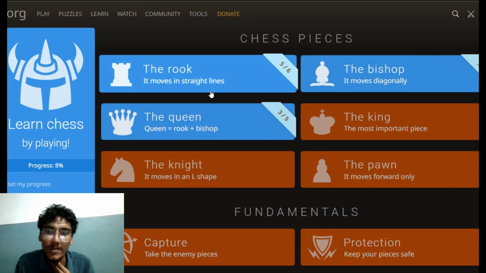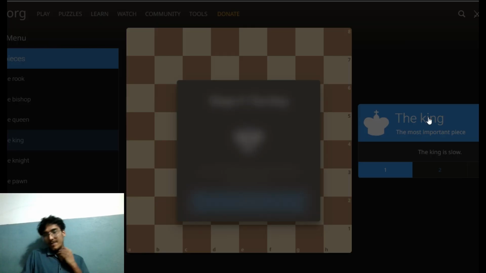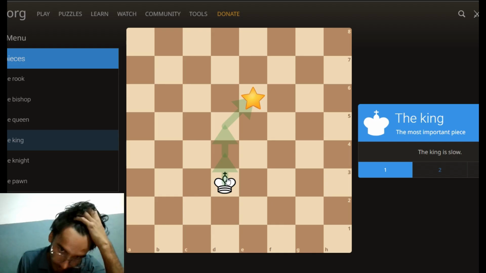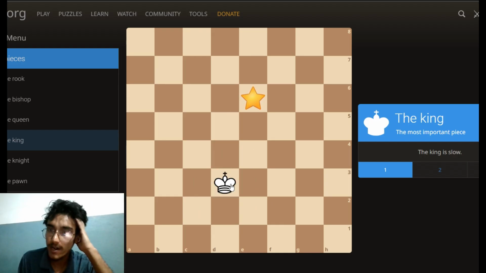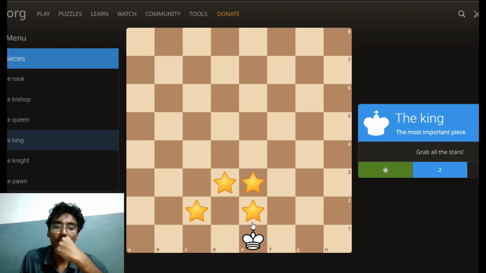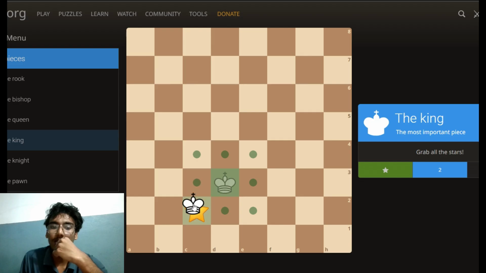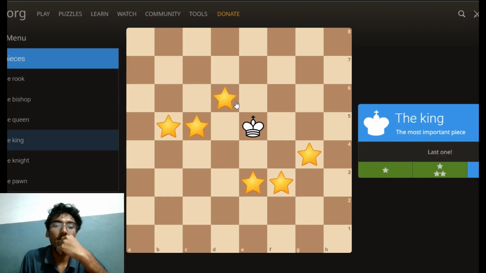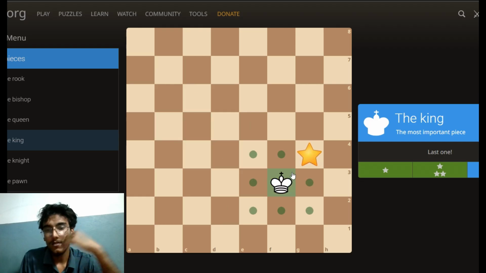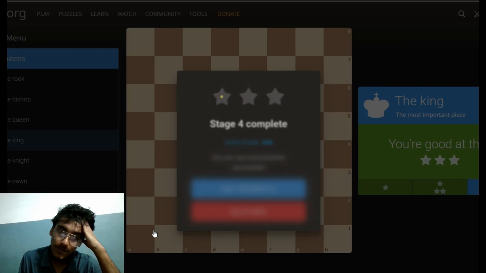Let's learn about a new piece. Okay, the king, the most important piece. It is the most important piece, although it is not that powerful because it can move only one square. The king is too slow, so it can move only one square every time, wherever it goes. It's very simple. Always only one square. So how many moves will it take to reach from here to here?